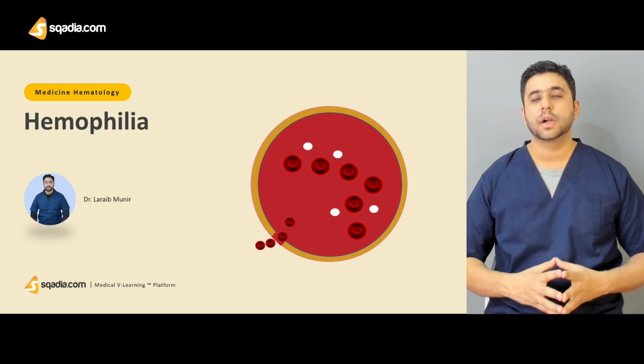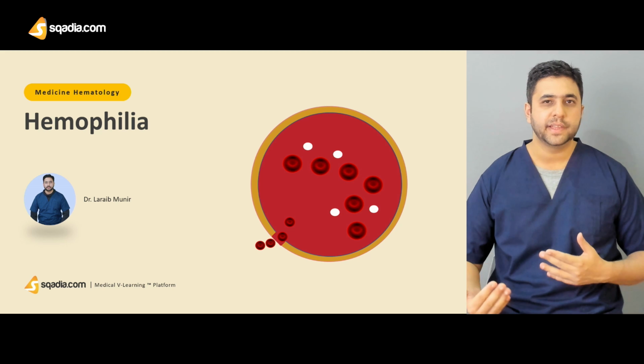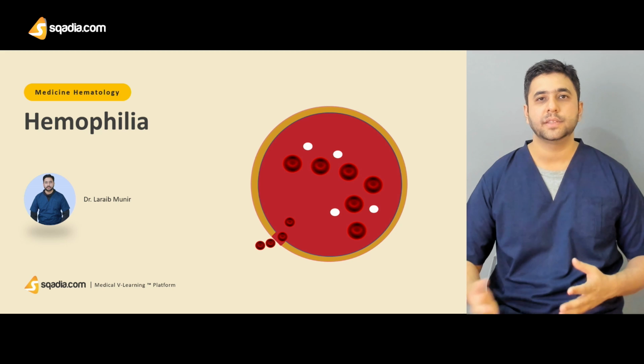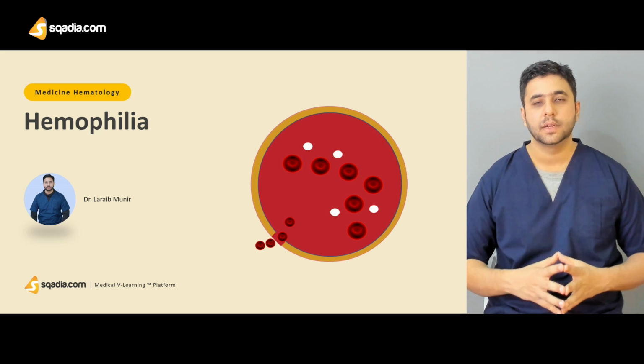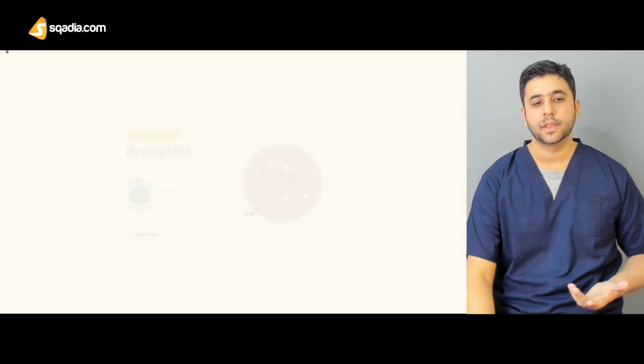Today we are going to talk about the coagulation disorders. Previously we talked about the various types of anemias and the various malignancies, and now through a series of lectures we are going to discuss in detail the different types of coagulation disorders. The first disorder which we are going to talk about today is hemophilia.